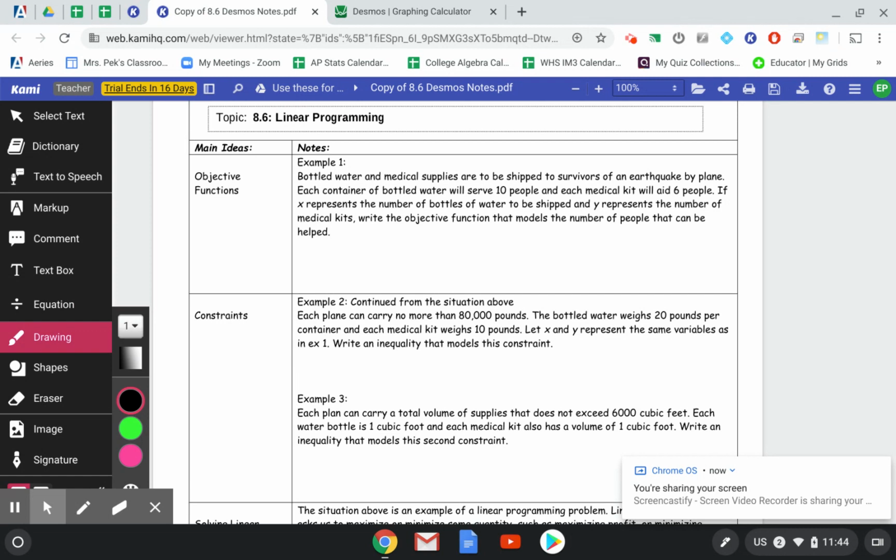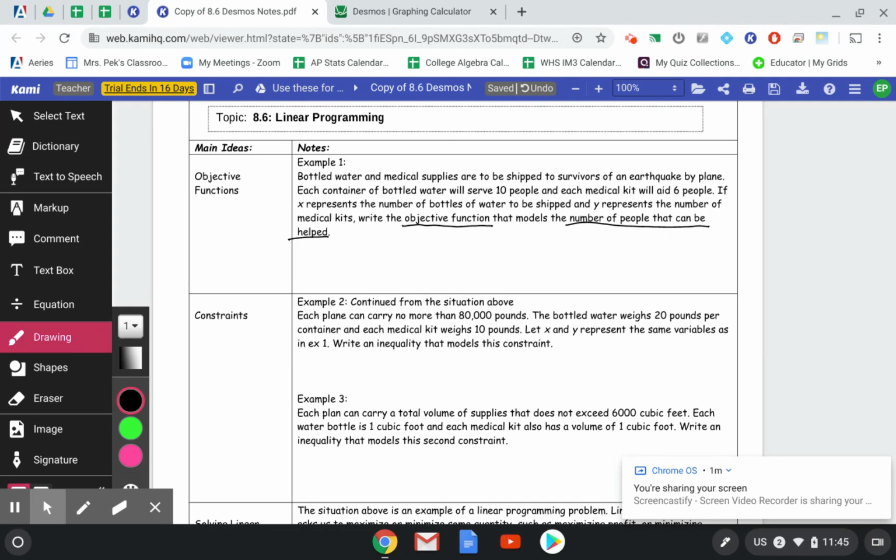Bottled water and medical supplies are to be shipped to survivors of an earthquake by plane. Each container of bottled water will serve 10 people, and each medical kit will aid 6. If X represents the number of bottles of water to be shipped and Y represents the number of medical kits, write the objective function that models the number of people that can be helped. So we want to figure out the number of people that can be helped.